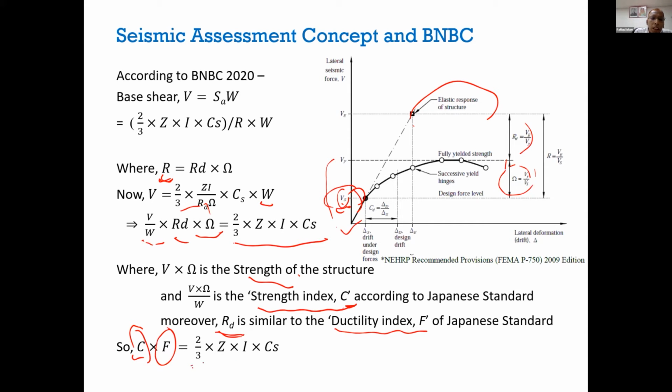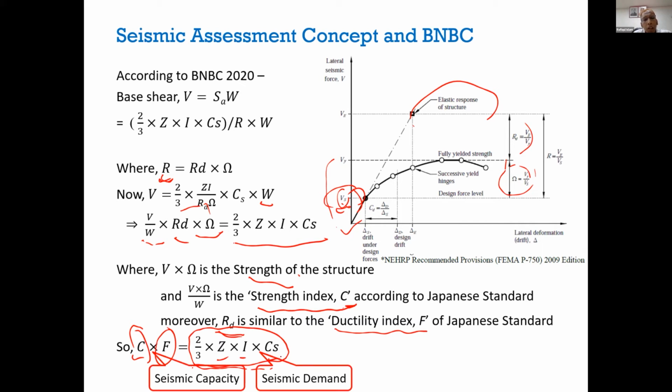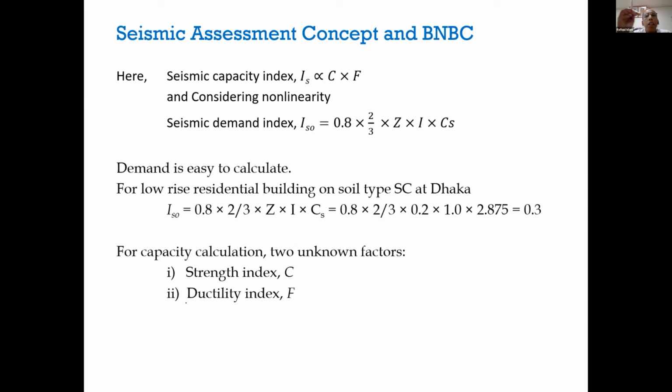And on this side, all these are the parameters of BNBC, that is the Bangladesh parameters. Z is the zone coefficient, I is the importance factor of the building, Cs is related to the natural period and the subsoil of the structure. So this is the capacity of the structure, and this is the demand. Here, all the terms relate to the demand of the structure, and this is the capacity. So this is the main formula of our manual, which is related to the BNBC. That's what I want to mention.